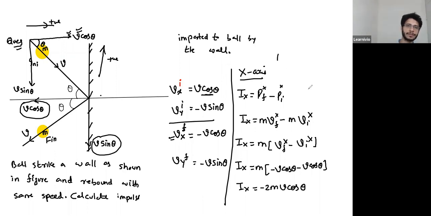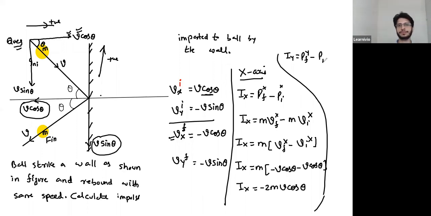That's Ix. Similarly, we can calculate Iy. It's P final along y-axis minus P initial along y-axis. Just check, this will come out to be 0 because the initial and final velocities along y-axis are the same. It comes out to be 0.